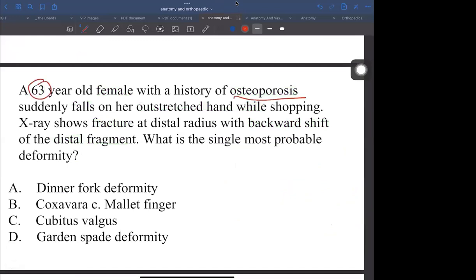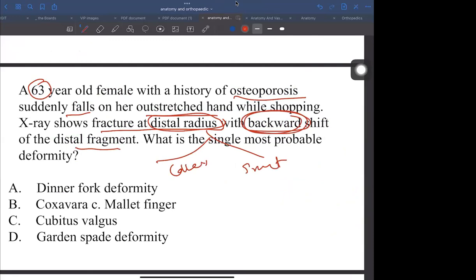63, osteoporotic, sudden fall, outstretched hand, X-ray of fractured distal radius. Distal radius is one of two things. Is it Colles' or Smith fracture, right? With backward shift of distal fragment. What is the single most likely diagnosis? It'll be the dinner fork deformity. What is the other one called? The green stick. No, it's not green stick. It's called Garden spade deformity for a Smith fracture.